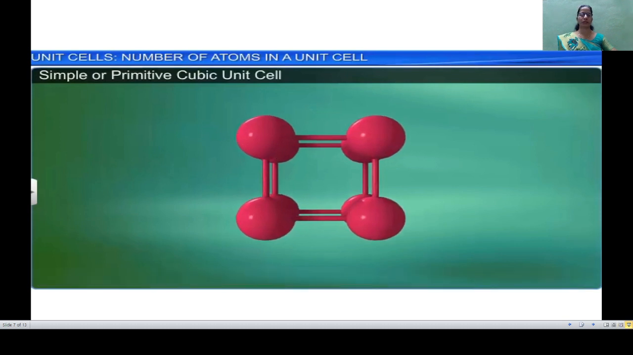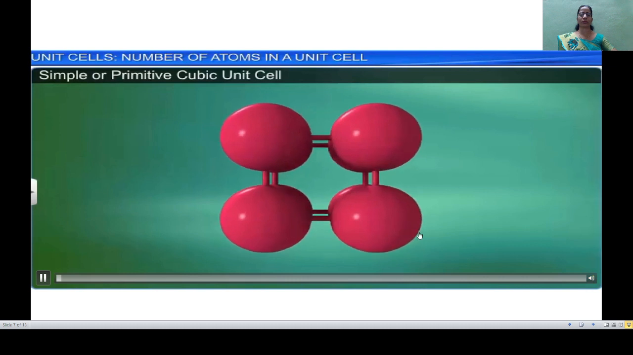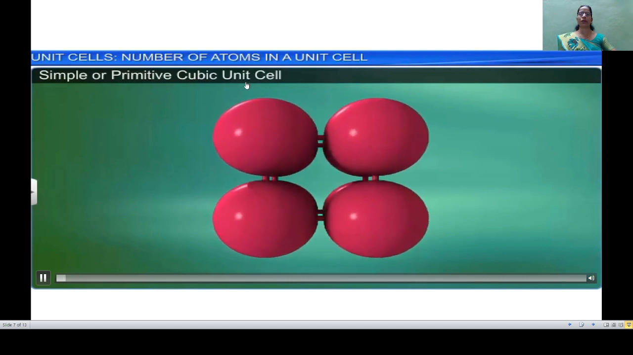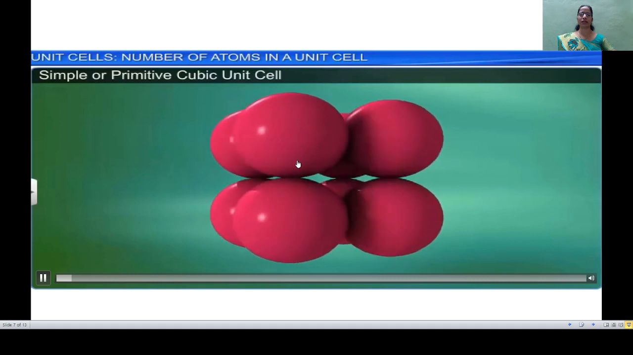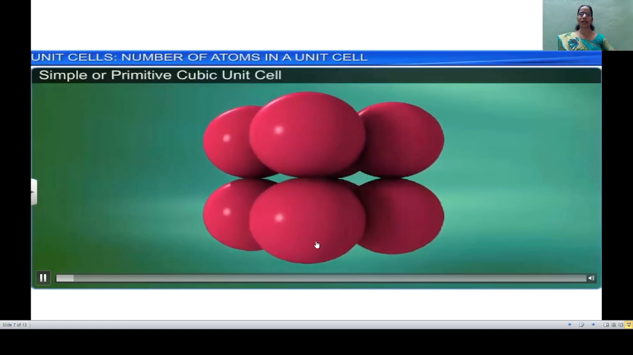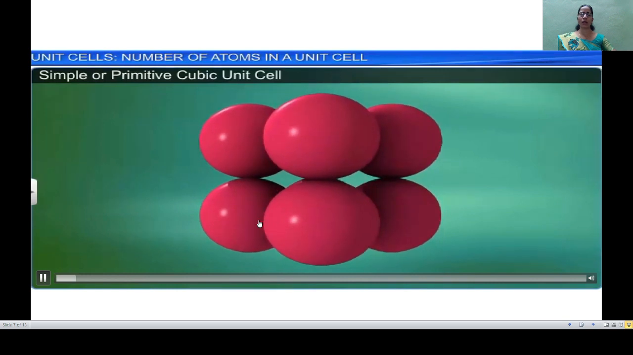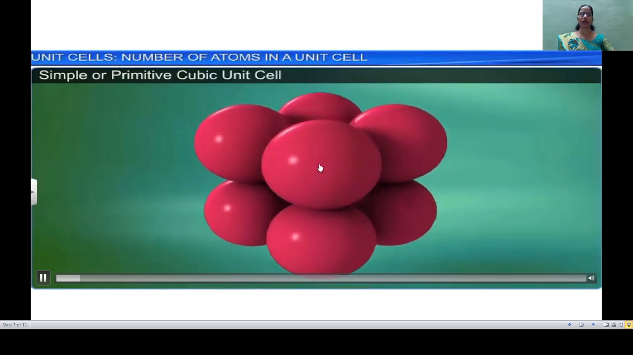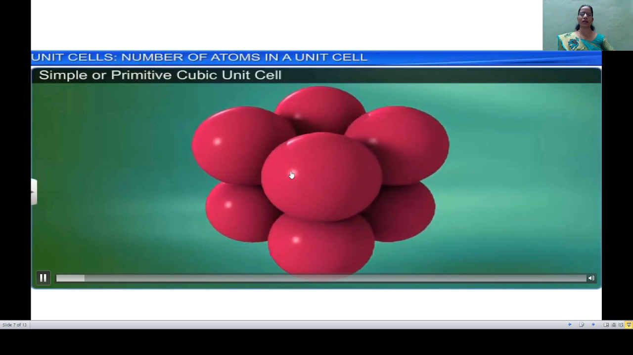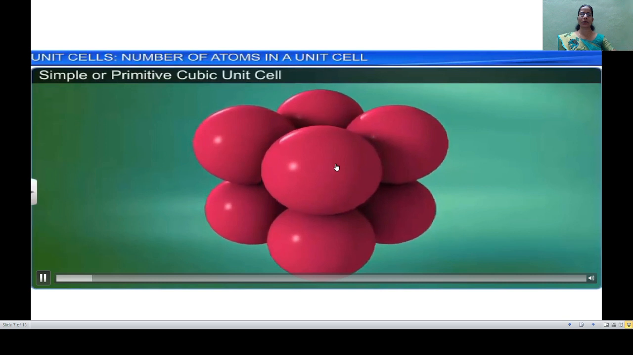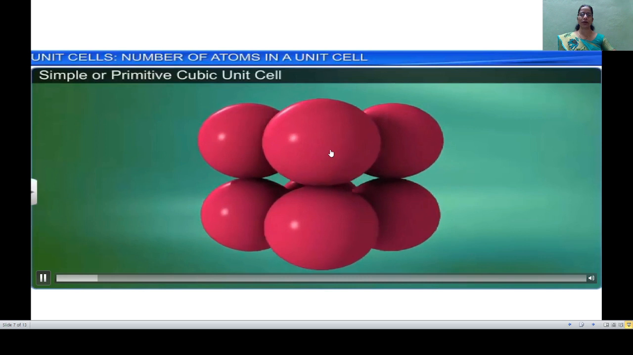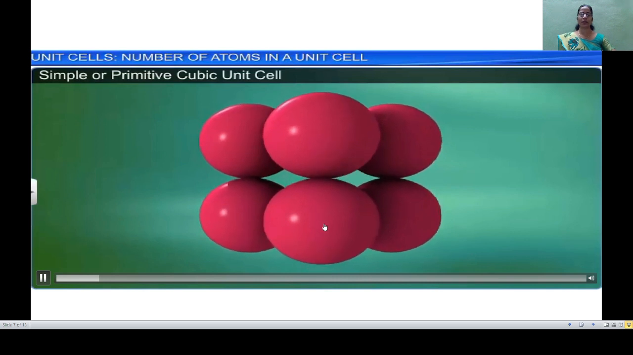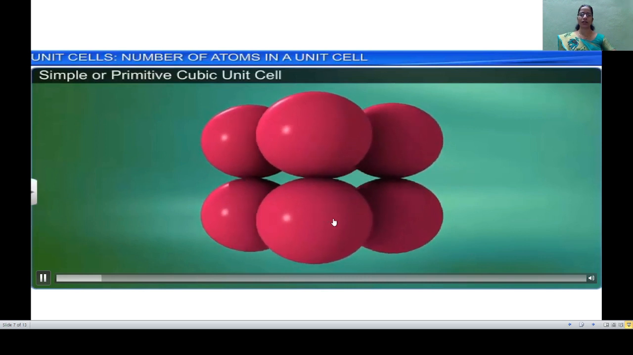Now see here, the simple or primitive cubic unit cell. We know the arrangement of constituent particles in this unit cell. The particles are present only at the 8 corners, and you will observe here that all the corner particles are touching each other. For our convenience, we are connecting the centers of these points, but actually the particles are touching each other.